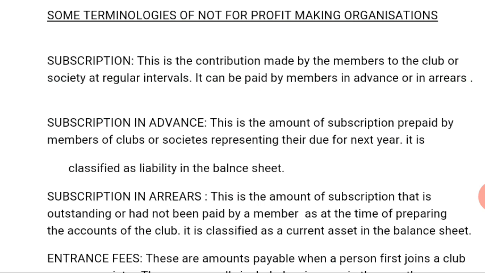That is, some members can pay their subscription for another year during the current year. So if such happens, we refer to that as subscription in advance, and it is classified as a liability in the balance sheet, because it's a liability on the club, because they have collected subscription in advance from members. So it's a liability in the books of the club or society.